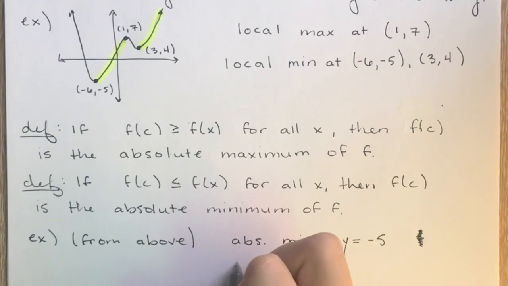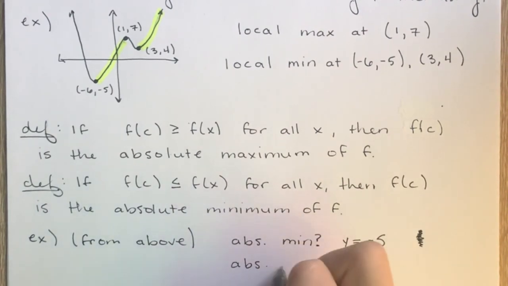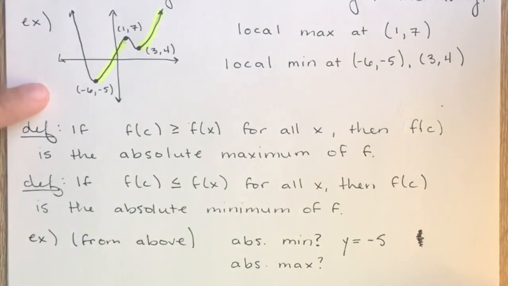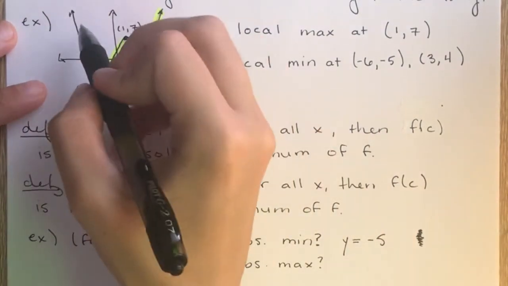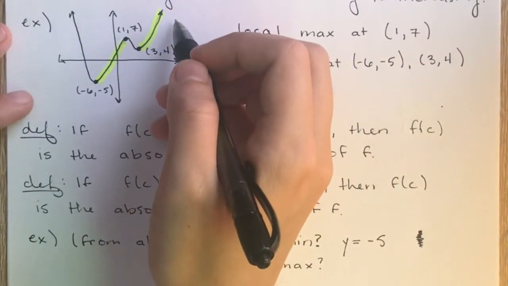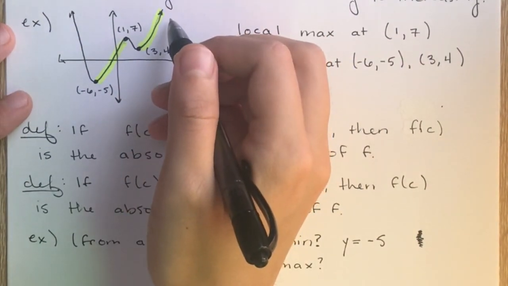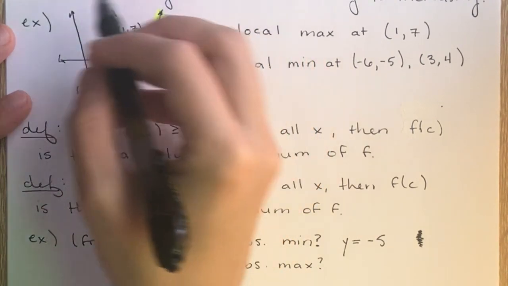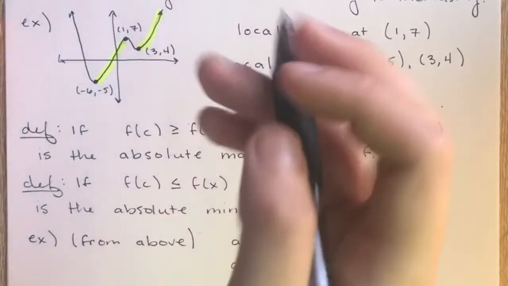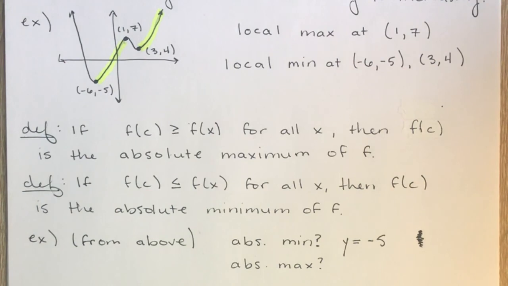Do we have an absolute maximum? Let's check it out. Well, if we look up here, is there any y value that's larger than all other y values here? Well, we have these arrows going upwards, right? So what does that mean that the largest y value is? Is there one?